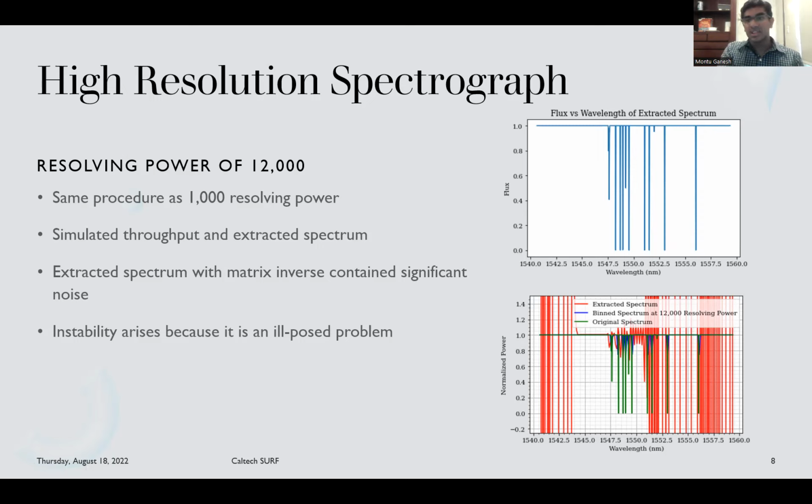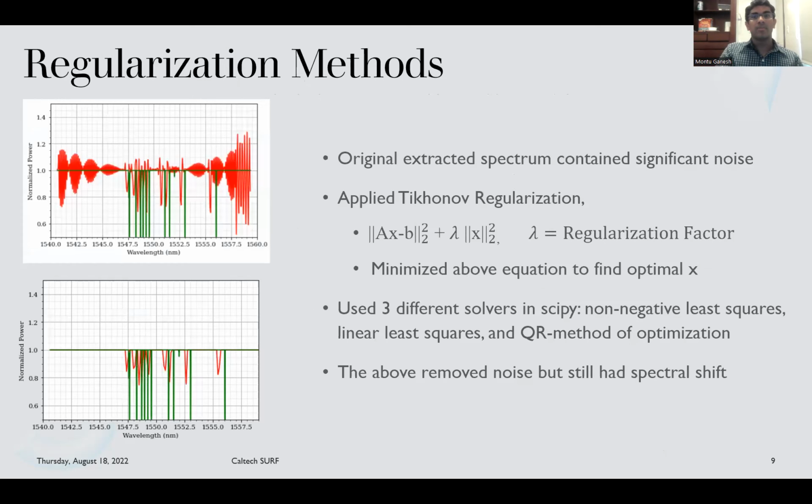However, this contains significant noise. That is the main issue. The instability arises because we have an ill-posed problem with the matrix inverse operation for the AWG response matrix. So this requires a solution, and the solution we used to correct this was regularization. We applied multiple methods to try to reduce the noise and the instability. Since the original extracted spectrum contained significant noise, we applied methods such as Tikhonov regularization.